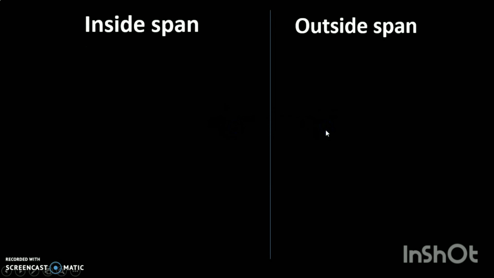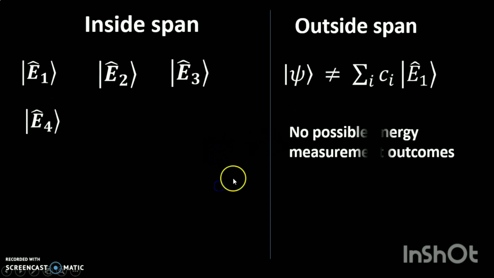Taking that idea, let's imagine that the energy eigenvectors did not span the entire space. This is my inside span and this is my outside span. Inside the span you can see these are linear combinations, and outside the span there are no possible energy measurement outcomes. So this would imply that there was some quantum state outside the span and therefore could not be written as a superposition of the energy eigenstates.